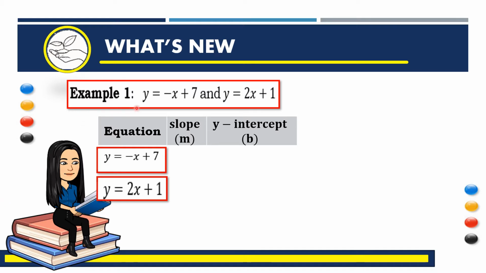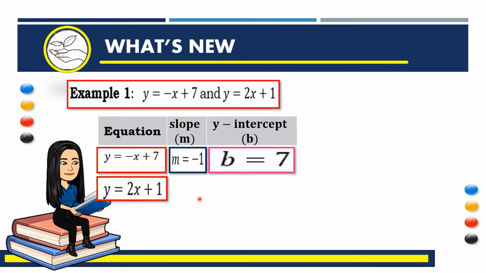So we have here example 1: y is equal to negative x plus 7 and y is equal to 2x plus 1. In the equation y is equal to negative x plus 7, the slope is equal to negative 1 and the y-intercept is equal to 7. For the equation y is equal to 2x plus 1, the slope is positive 2 and the y-intercept is positive 1.